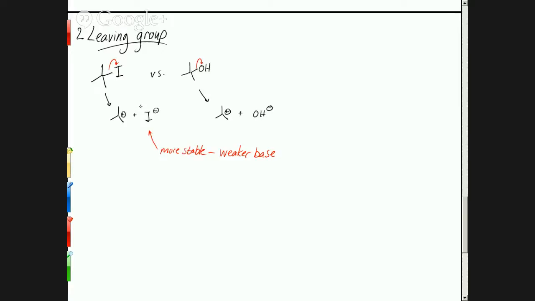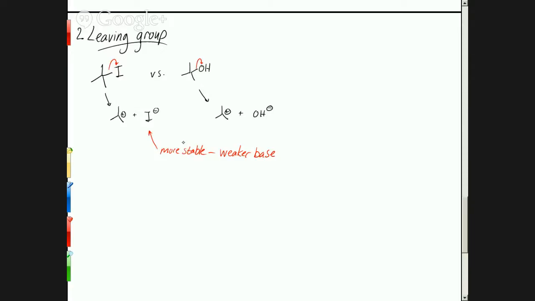So this one is happy to sit around on its own as a negative charge. This is going to really want to grab a hydrogen. And that makes this one a stronger base. How do you know it's based on the negative charge? How do you know it's more basic?